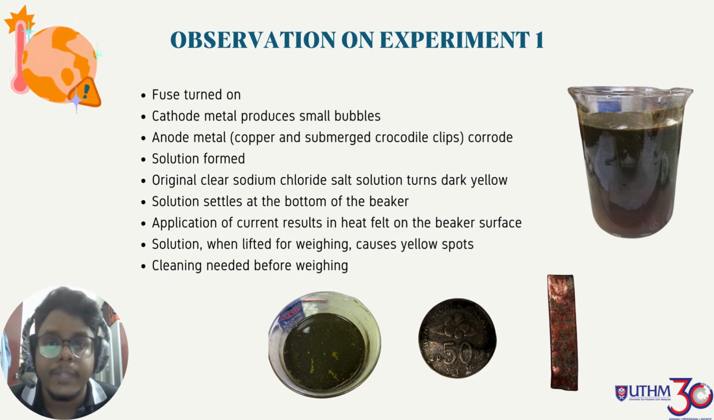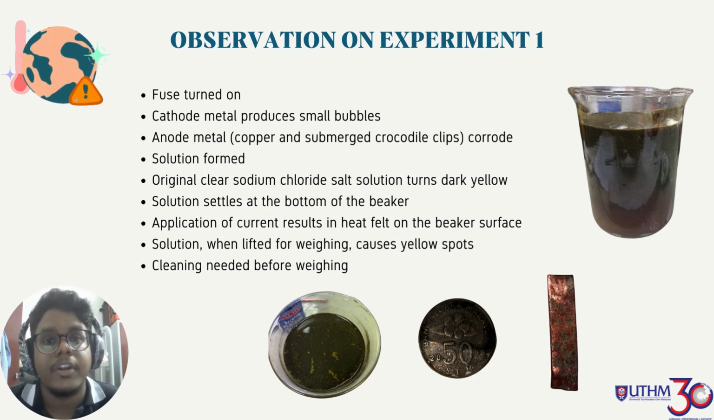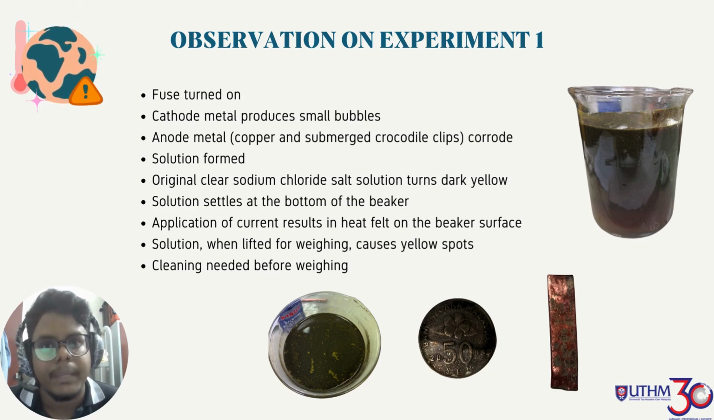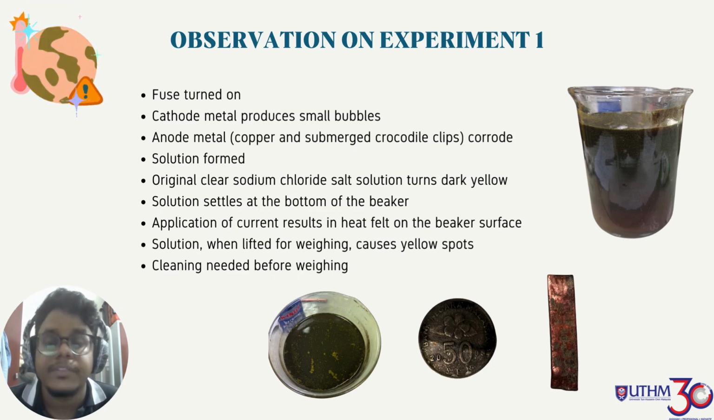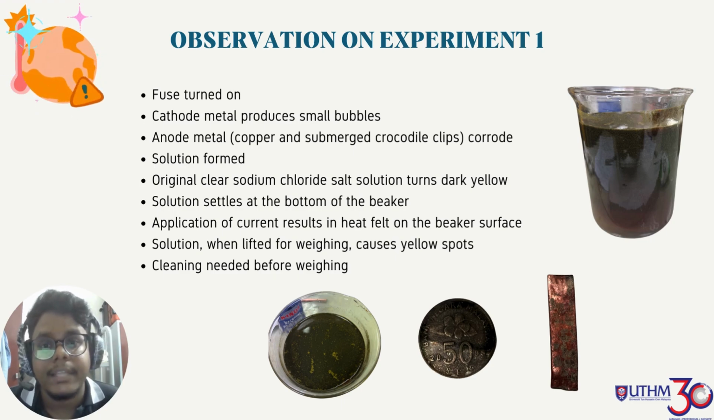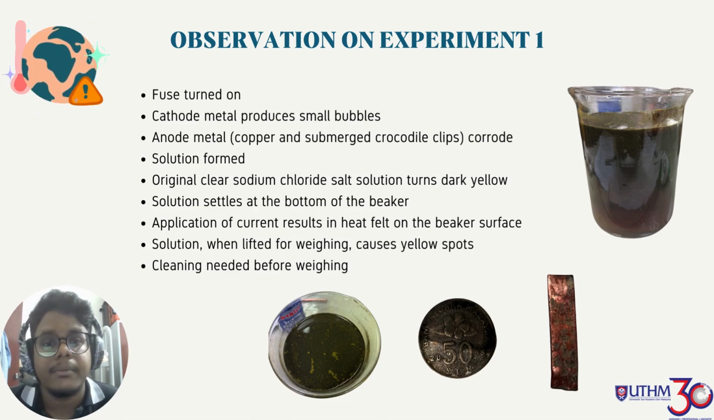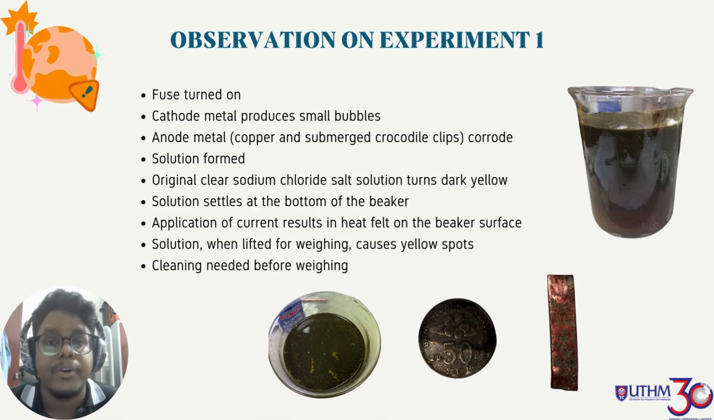So today I will be presenting the observation on experiment 1 that we did on electroplating. In experiment 1 we used around 50 grams of sodium chloride, or salt. When the fuse is turned on, the metal in the cathode produces small bubbles. As for the anode metal, the copper metal and some of the submerged crocodile clips corrode and produce a solution.